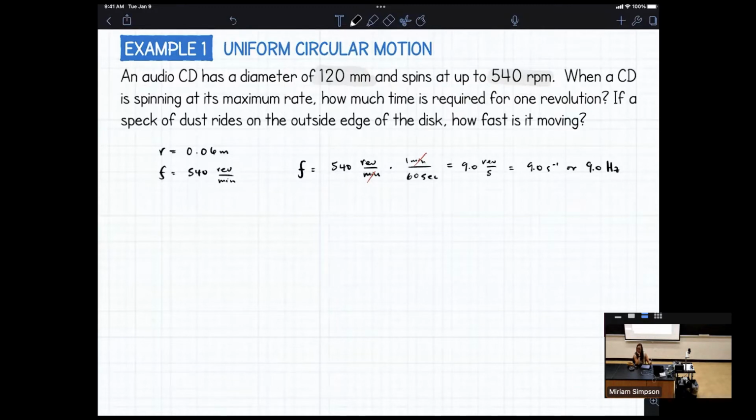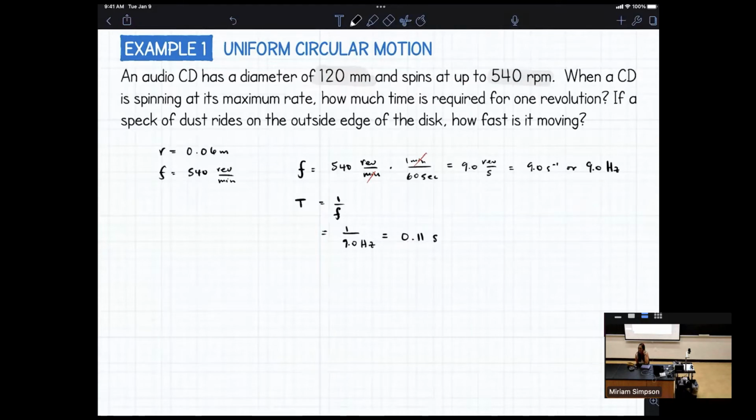Then if we want to find period, how do we find period? We have frequency. What do we do with that? Yeah, so just take the inverse, right? So 1 over frequency, that's going to be 1 over 9.0 inverse seconds, or hertz. And that's going to give us 0.11 seconds, okay?